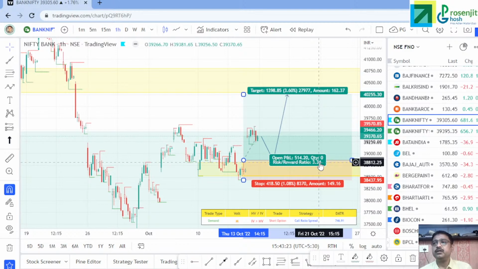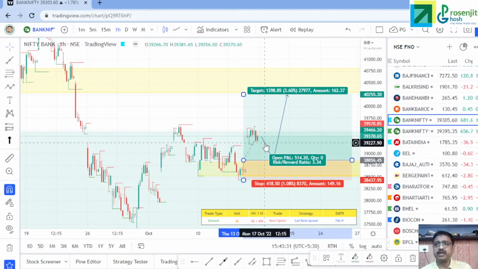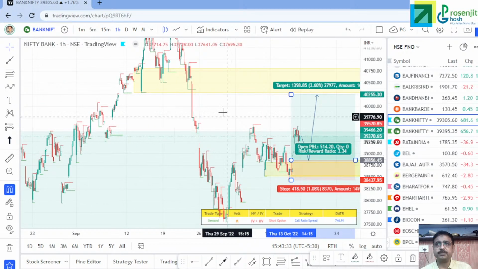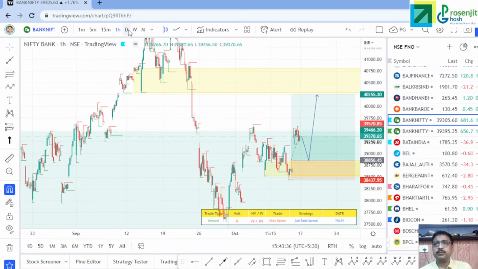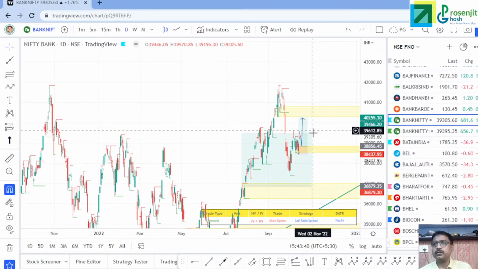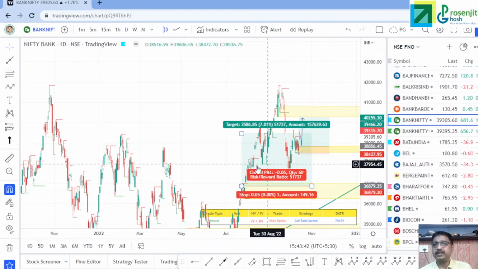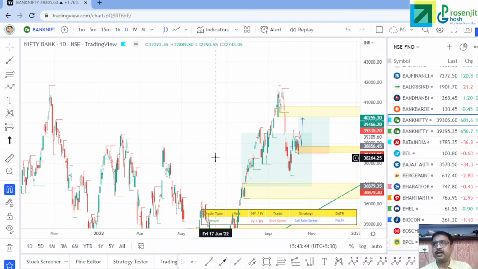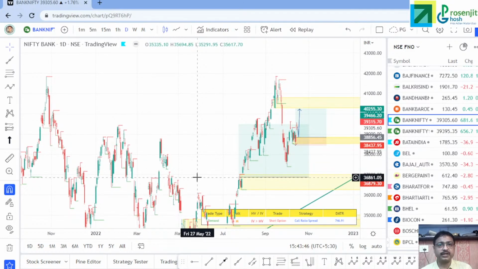So this is what I think about Bank Nifty in coming days, and I expect this kind of levels will work. So this is my Bank Nifty analysis, and hope you liked it.